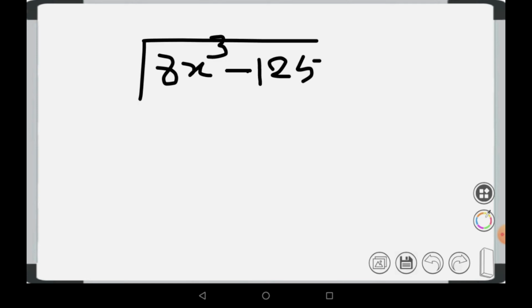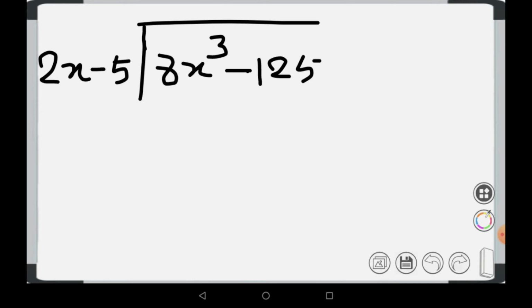Okay, let us take one more example. This time we need to divide 8x cube minus 125 using 2x minus 5.